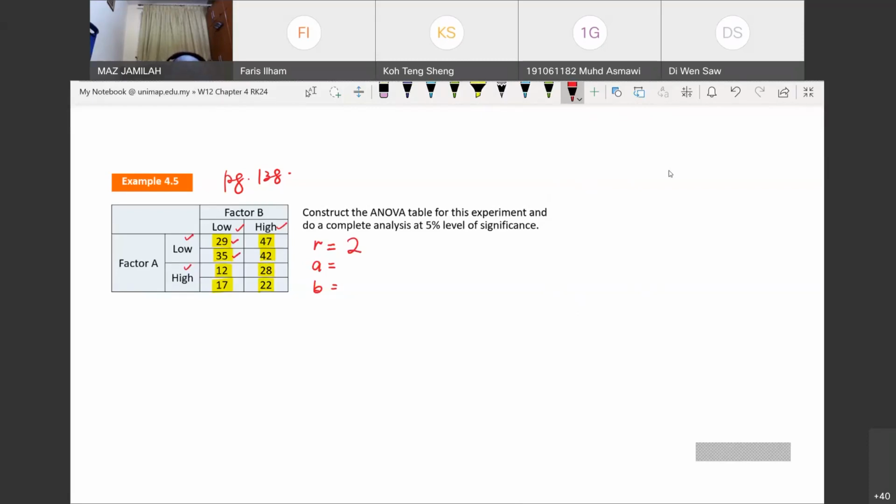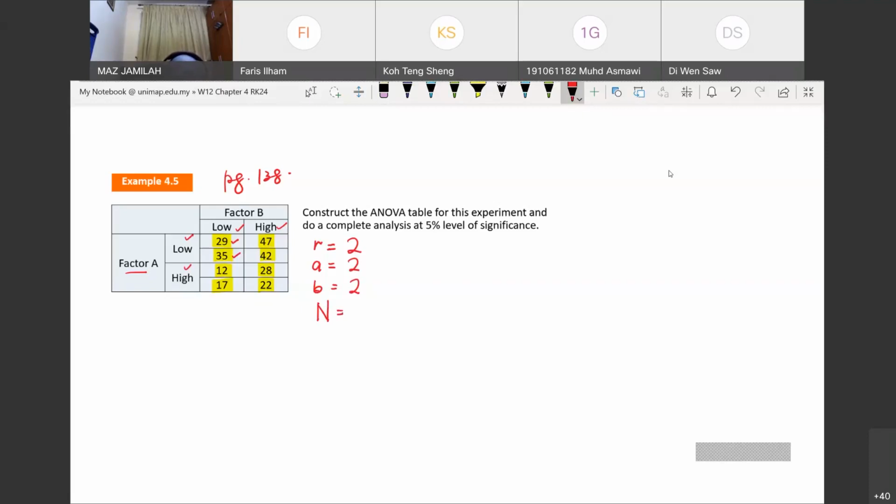What will be the level of factor A? We are talking about factor A. How many levels? We have low and high, so we have 2 for the level of A. What about the level of factor B? We also have low and high, so we have 2. So how many N?